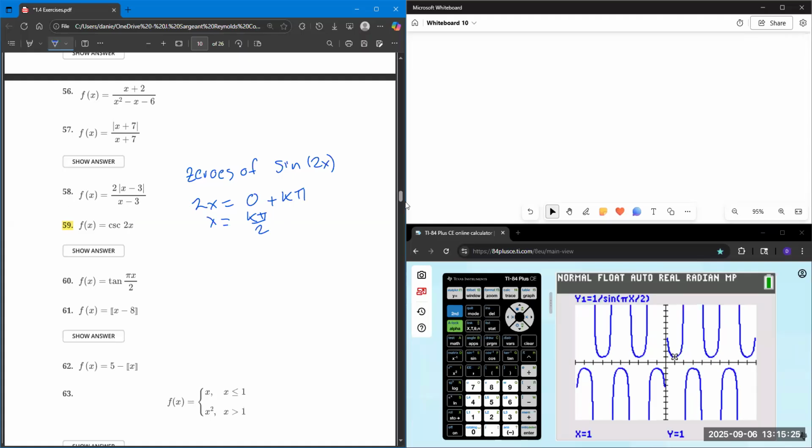So non-removable discontinuities at x equals the zeros of that. So these are vertical asymptotes. All right, that was 59.